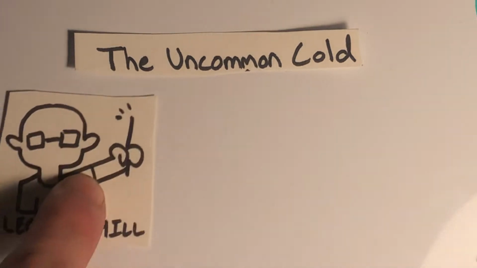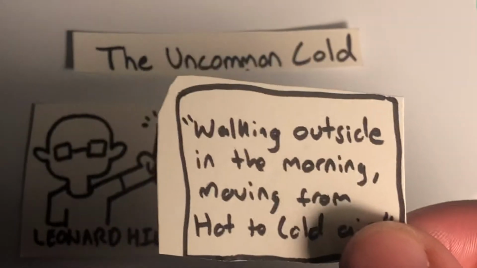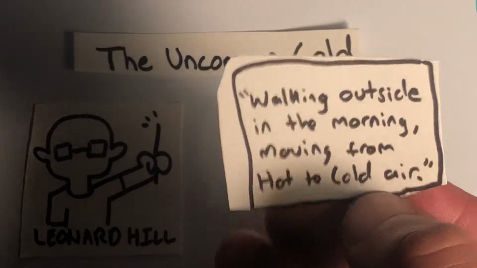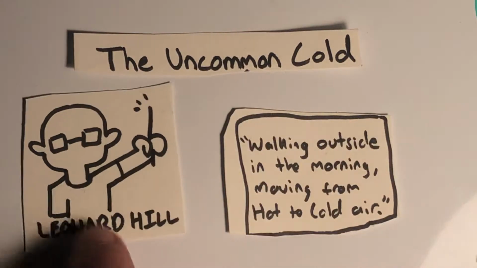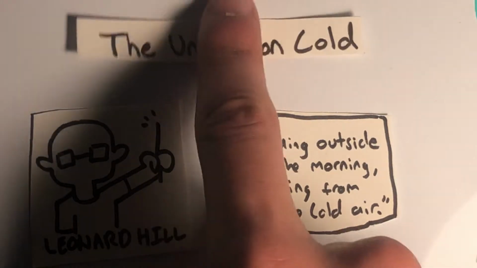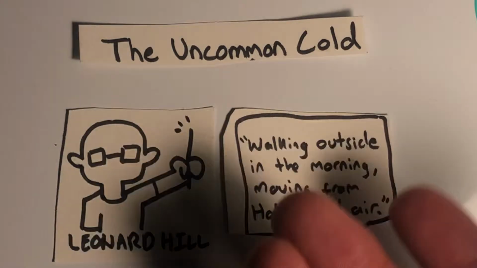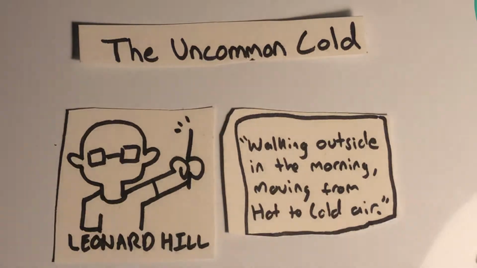Then a physiologist named Leonard Hill gave a new hypothesis, saying walking outside in the morning, moving from hot air to cold air, basically the difference in air, is what caused the common cold. Now, again, this does not have much evidence, but what he was probably thinking is that during winter, that's when people actually started getting sick. And so he probably thought going from the inside of your warm house to the actual cold of winter was what made you get the common cold.